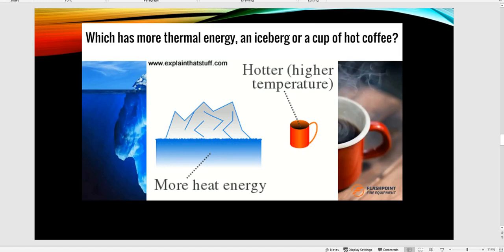Now let's take it here. We have an iceberg, and we have a cup of coffee. One has a higher temperature, one is cold. Which one has more thermal energy? If you chose the cup of coffee, you're actually sadly mistaken. That is wrong. The cup of coffee has less thermal energy even though the temperature is higher, because it has less mass. The iceberg has more thermal energy. Don't always think of thermal energy as always hot. Sometimes it could be the absence of heat, which we call coldness. So because this iceberg has way bigger mass, it has more thermal energy.